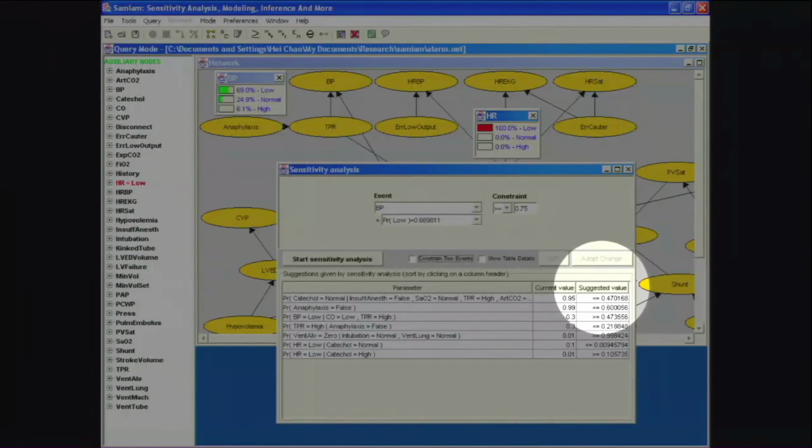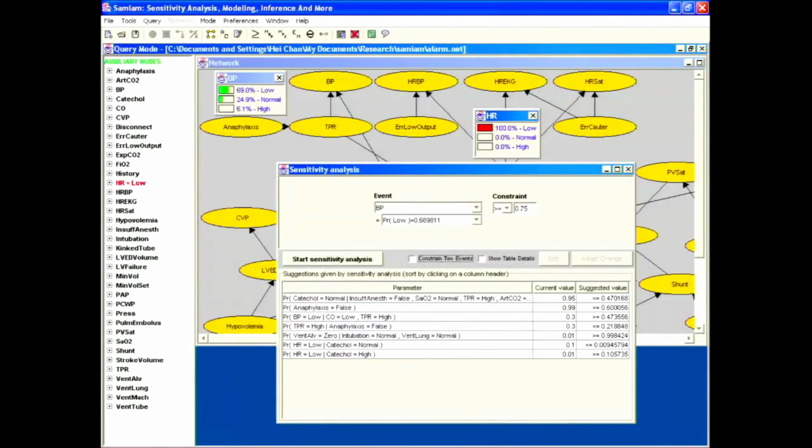If you do that, then the constraint will be satisfied. And here's another suggestion and so on. So there are multiple parameters in your model, and changing either, in this case, according to what's specified, will satisfy your constraint. You may want to get a feel of how much of a change I'm making.